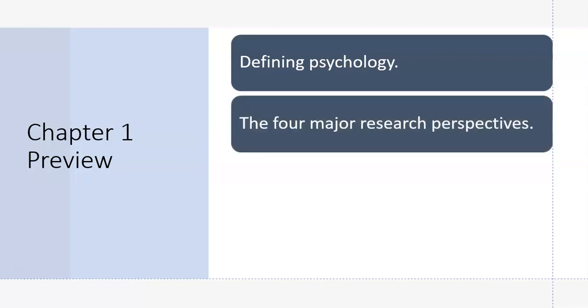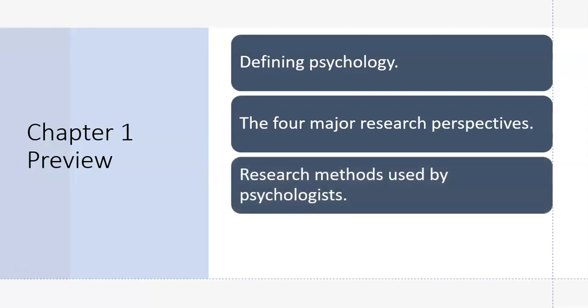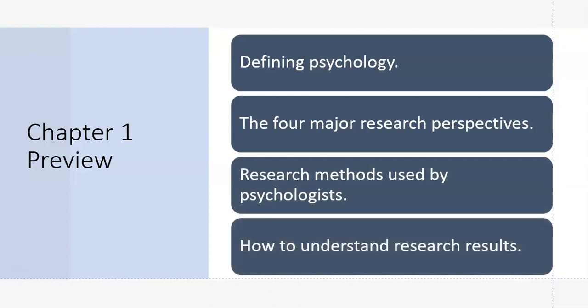We're also going to look at the 4 major research perspectives that are covered in your textbook, the Griggs and Jackson 2020 Introduction to Psychology textbook. Then we will look at research methods that are typically used by psychologists. And finally, in a later portion, an additional video, we will talk about how statistics are involved in interpreting and making sense of research findings.